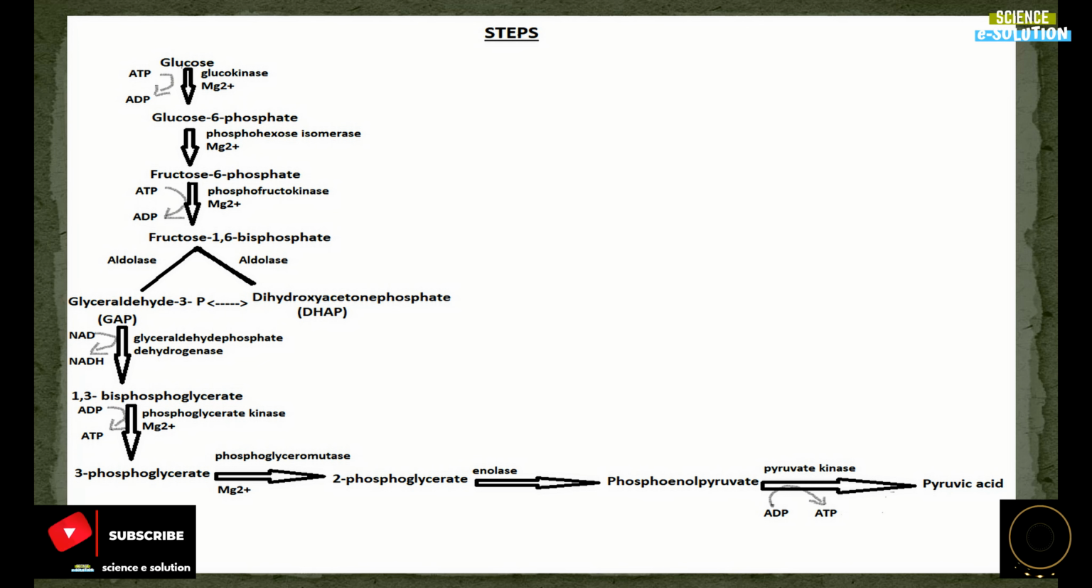Here you can see in the first step, glucose is phosphorylated to glucose 6-phosphate with the help of the enzyme glucokinase. We will also be looking at the details of these steps in the same video.